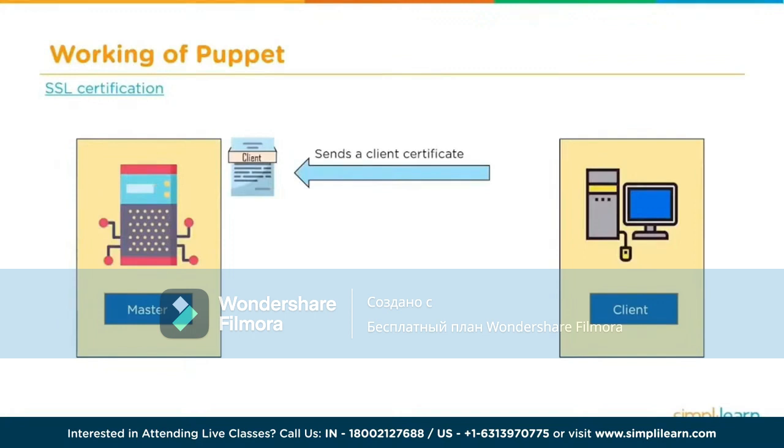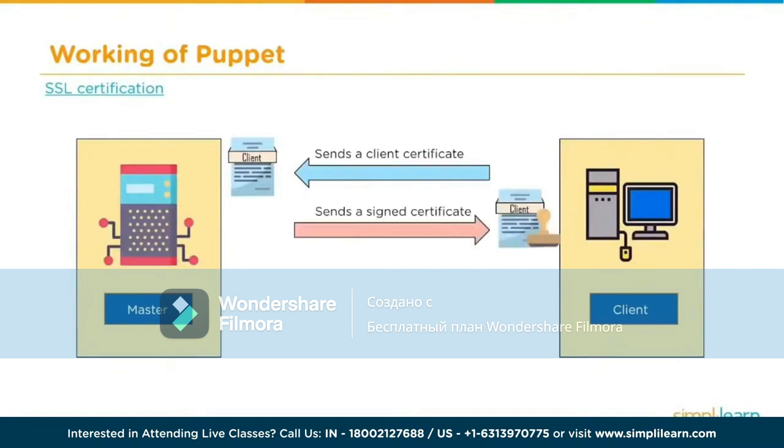So system A sends over a client certificate to the master. Associated with this client certificate is the host name of system A. Now master goes through this certificate, it sees the host name and then it decides whether it wants to form a communication link with the system A. If it does, it signs the certificate and the signed certificate is sent back to system A. Now the system A is officially a client.